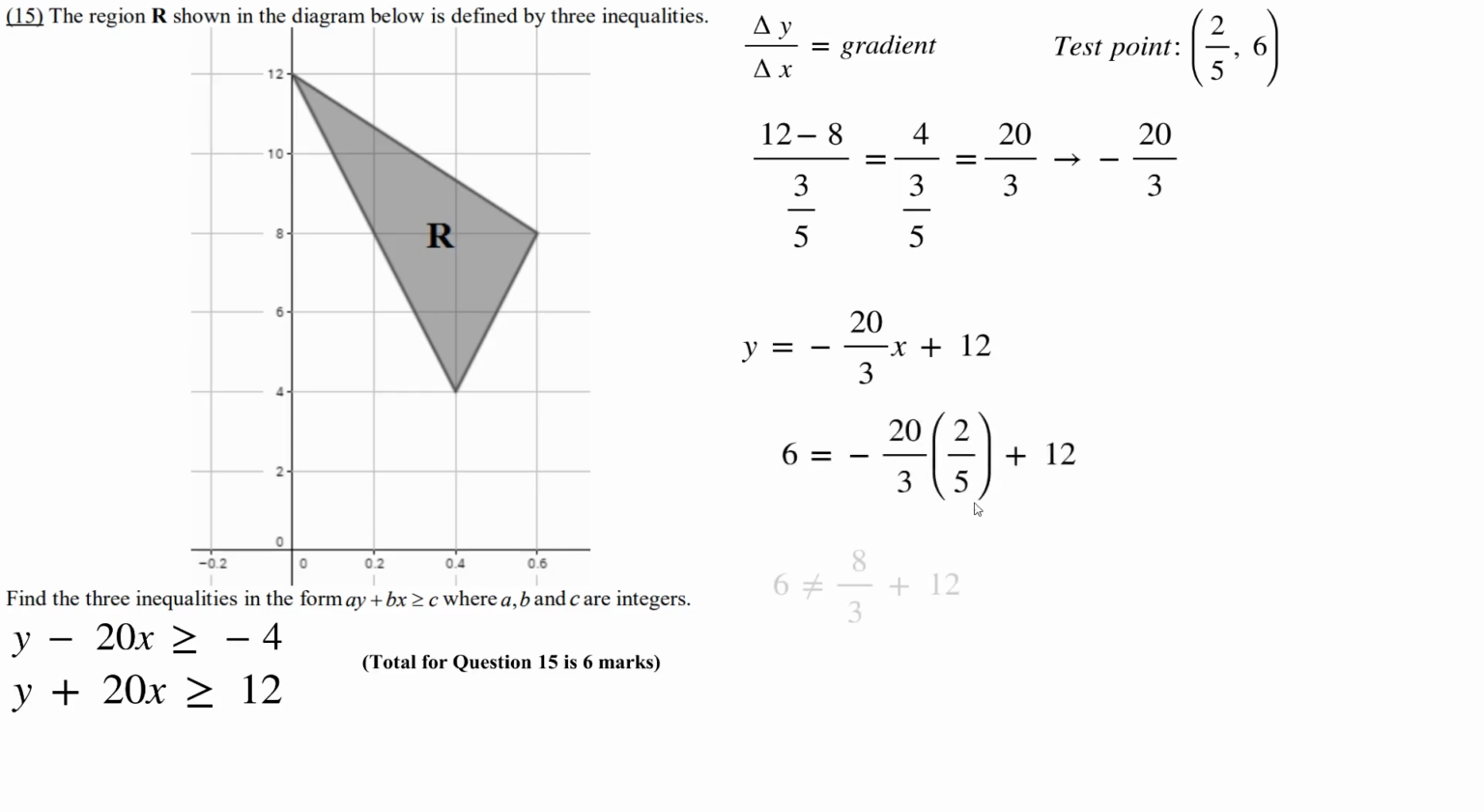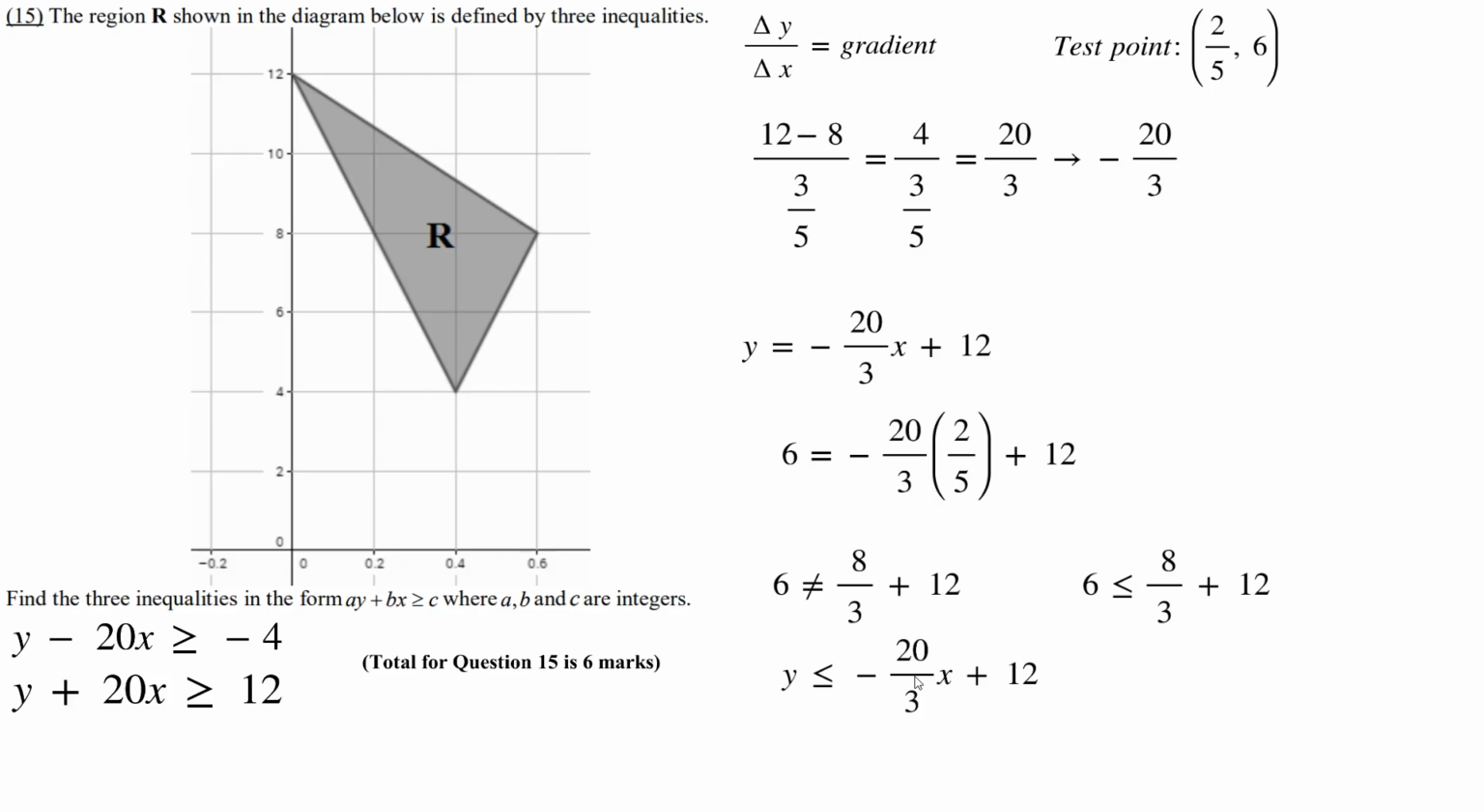Plug in the test point. Well, you get this. Now, I haven't bothered finding out what the value of this is, but I know for a fact that any decimal, add 12, will always be bigger than 6, if that number is positive. So we know that it's definitely going to be facing in this direction. So 6 will always be less than or equal to 8 over 3 plus 12. So just plug this symbol into there, and then add minus 20 over 3x.